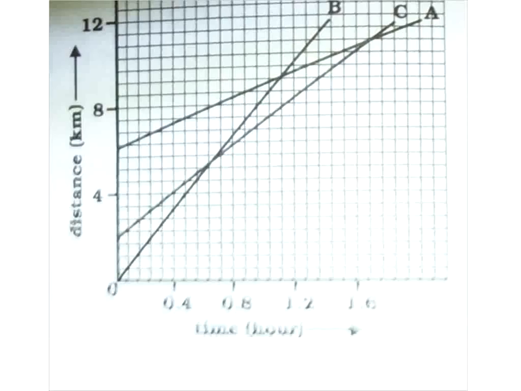Now the image that you are seeing on the board is a distance versus time graph. It is drawn for 3 objects A, B and C. You can see the markings A, B and C. Now the first question is, which of these 3 is traveling the fastest? So what's your answer?